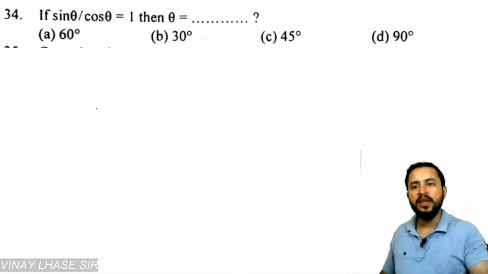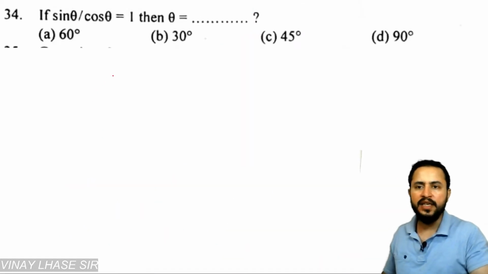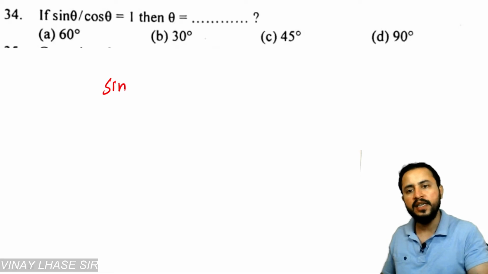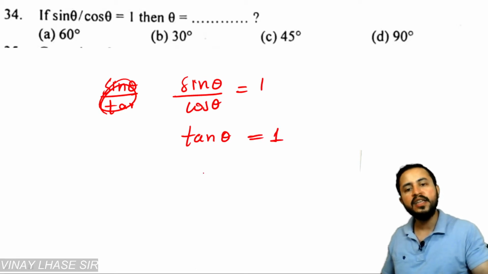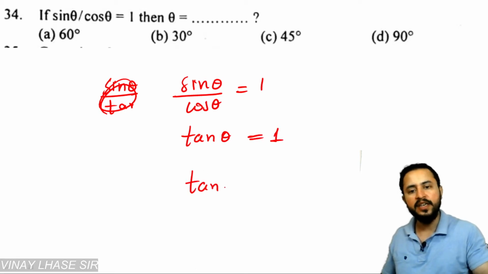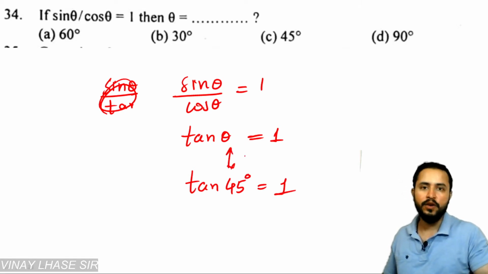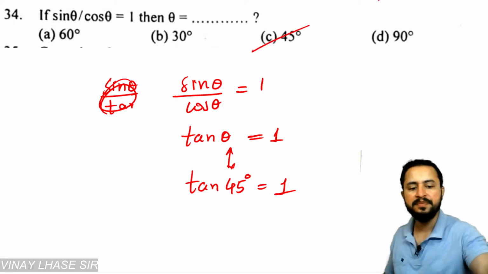Let's move to the next. Sin theta upon cos theta is equal to 1, then theta is what? Sin theta upon cos theta is nothing but, my dear friends, you know, it is basically tan theta. Kya hota hai? Sin theta upon cos theta, iski value kya hoti hai? Aap bologe, sir, it is tan theta. And tan theta 1 kab hota hai? Sir, tan theta 1 hota hai tan 45 degree ke case mein. Whenever tan is 45 degree, we get result as 1. So theta basically kya aega? 45 degree aega. Option number C.